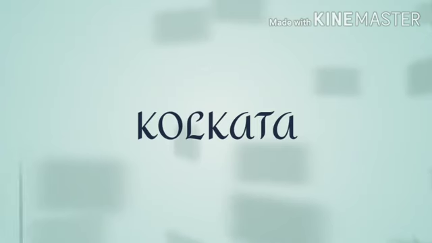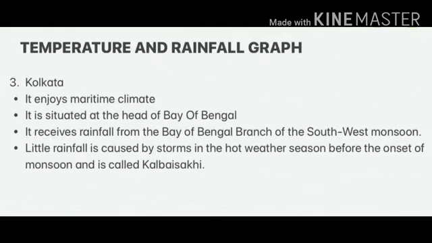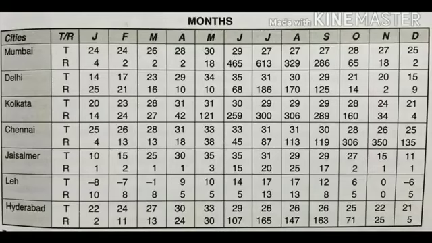Next, let us talk about Kolkata. Like Mumbai, Kolkata also enjoys maritime climate because it is situated on the sea coast at the head of Bay of Bengal. Consequently, there is not much annual range of temperature. That means the difference between the highest temperature and the lowest temperature isn't much. January is the coldest month when the temperature is 20 degrees Celsius.